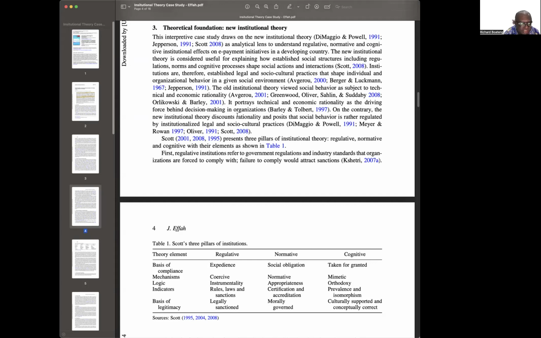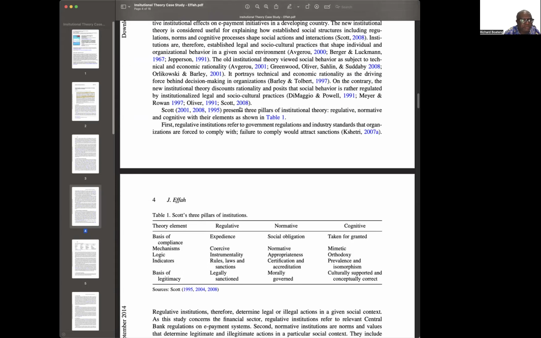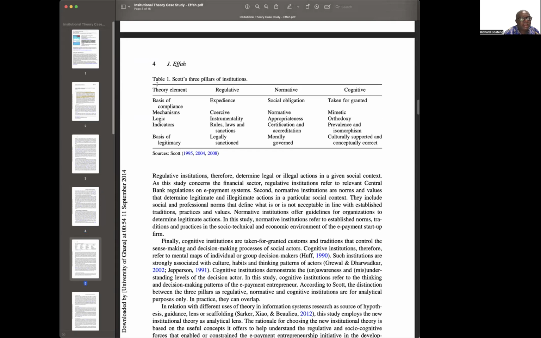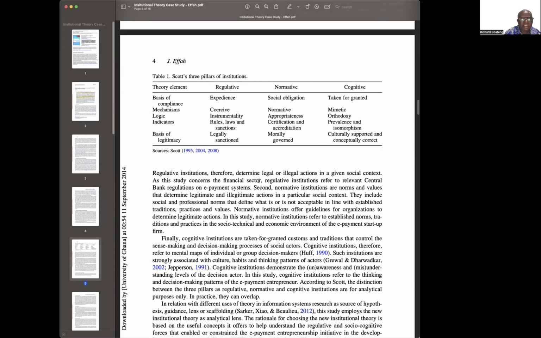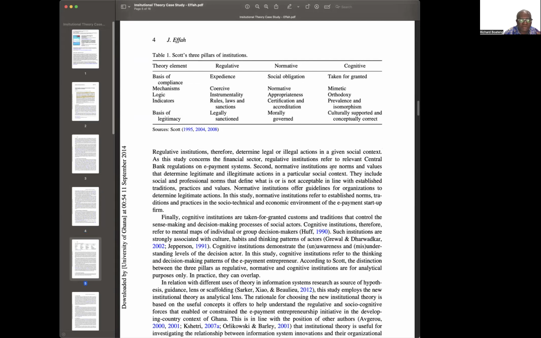Now, if you look at it very carefully, there are three pillars here that are suggested by Scott. There's the regulative, the normative, and the cognitive. So these are the three things that the professor is going to use to look at his study. So you look at regulative institutions, how they can affect e-payment. And then talking about normative institutions.